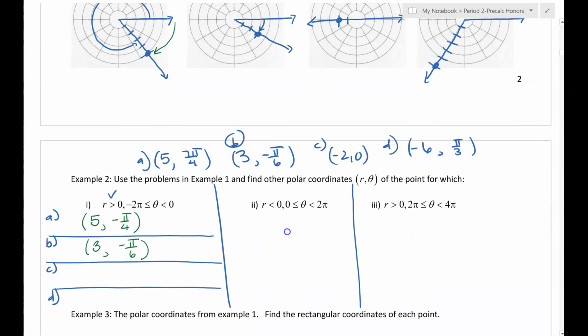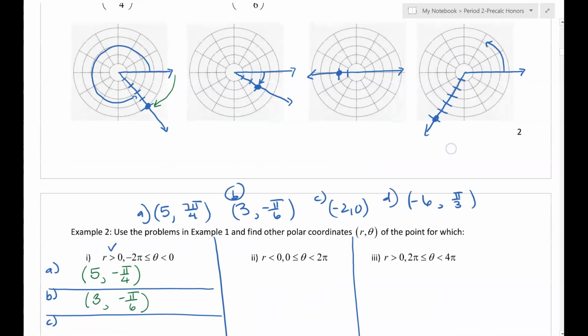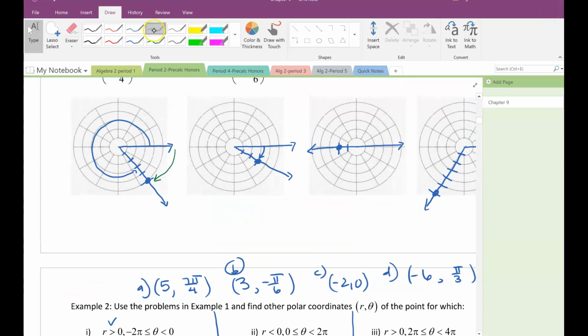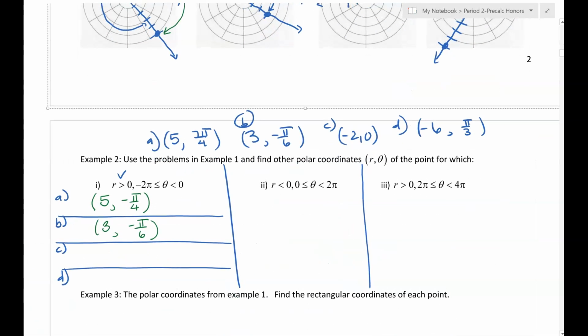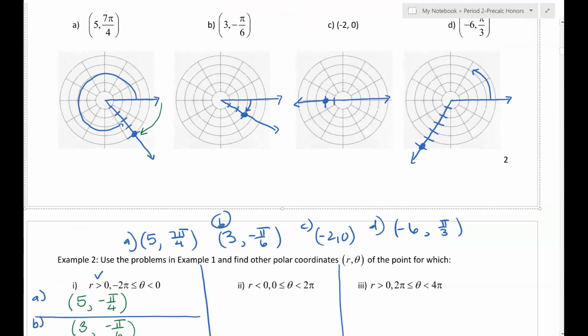Now that we have those, let me get the green pen again. Now C was negative 2, so that was a negative radius. And remember, example 2 part 1i wants us to have a positive radius and a negative angle. We do want to get to this dot over here. So for us to get a negative angle, we will go a negative pi. If we go a negative pi already, then that is our negative angle.